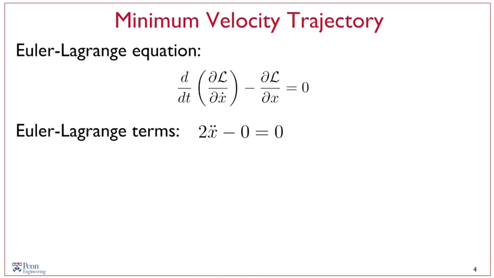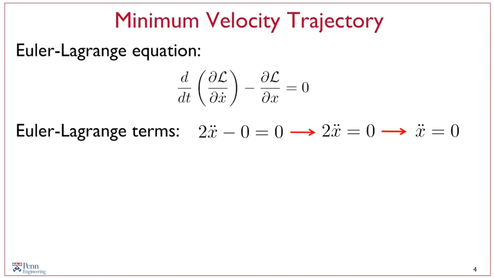Now, we can substitute all these terms into the Euler-Lagrange equation. The equation becomes 2x double dot equals 0, which is equivalent to simply x double dot equals 0. This is the condition we saw in lecture for a minimum velocity trajectory.